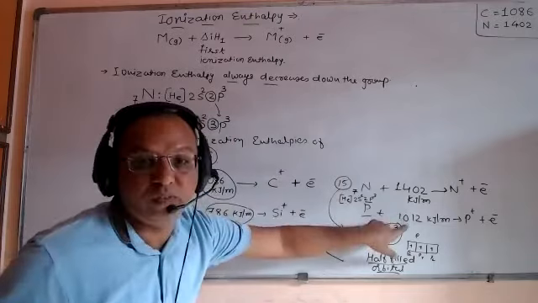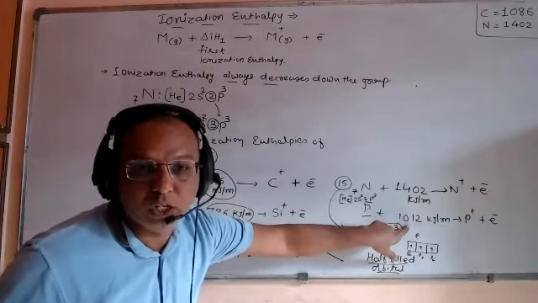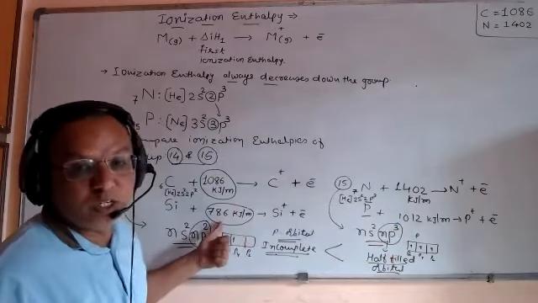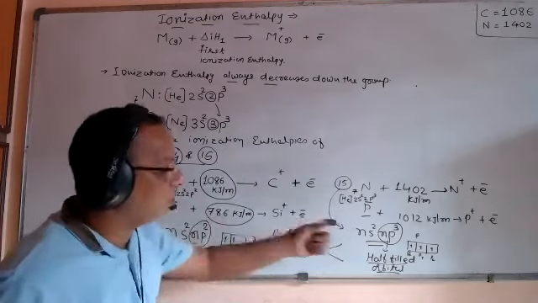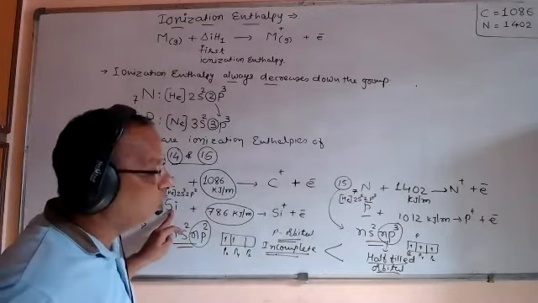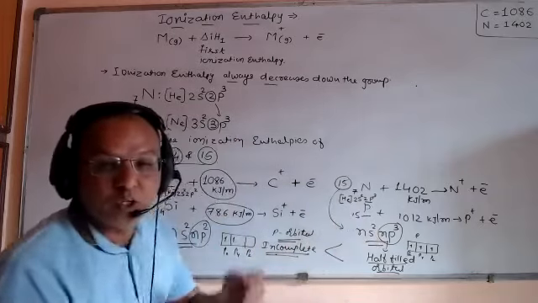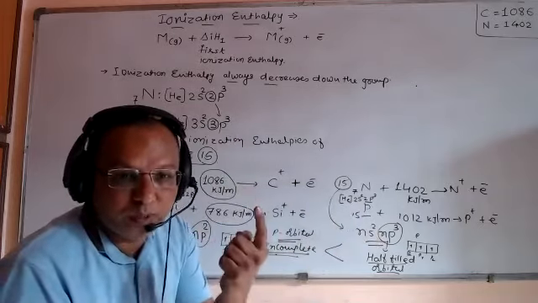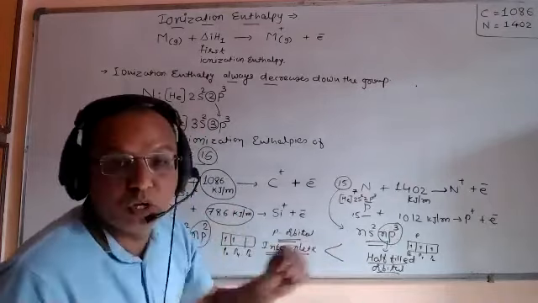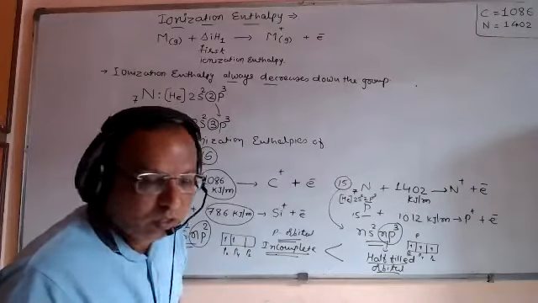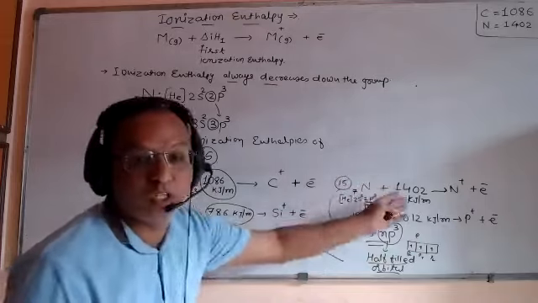And same to same, phosphorus requires more energy. This energy, 1012 kilojoule per mole, is more than that of silicon. Silicon requires only 786. So what is the difference? Silicon's atomic number is 14 and phosphorus's atomic number is 15. So just one number of atomic number is the difference, and the energy required is almost 1.5 times. This is 708 and this is 1000. Here is 1086. This is 1400.